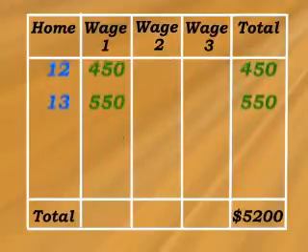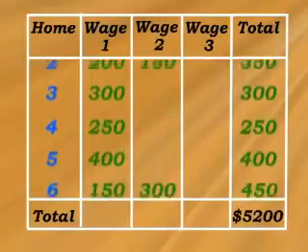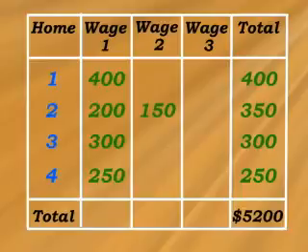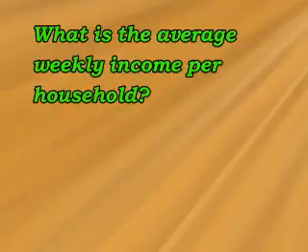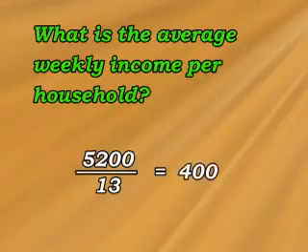If you add up all the wages, you'll find that the total wages for all 13 families is $5,200. That's $5,200 each week. So let's try and find the average weekly income per household. If there are 13 households and they earn $5,200, we divide 5,200 by 13, and the answer is 400.